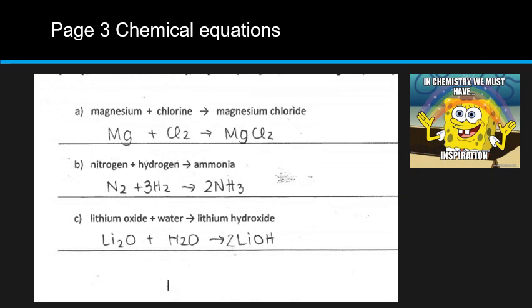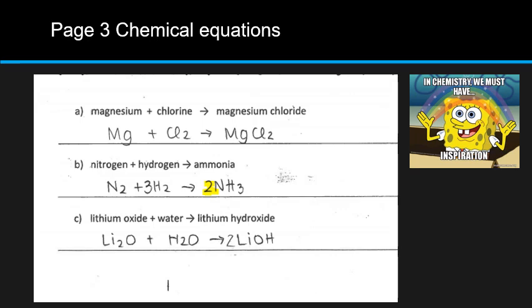I'm not going to spend too much time on this because I think a lot of it is pretty straightforward and easy. I don't think it's difficult at all. I want you to just be mindful of your coefficients. So you can see, we have magnesium chloride. There's no additional coefficients. However, for the ammonia, there's going to be a 2 there. So there's 2 molecules of ammonia.